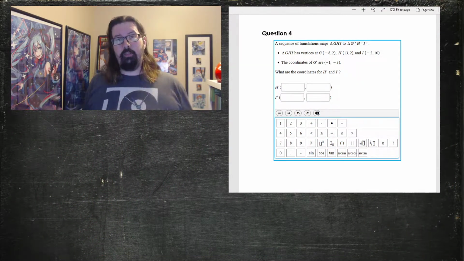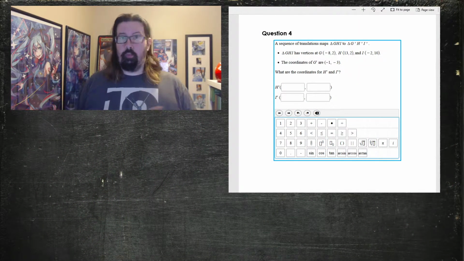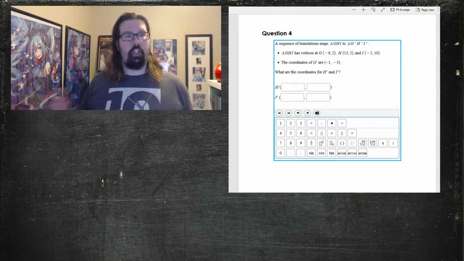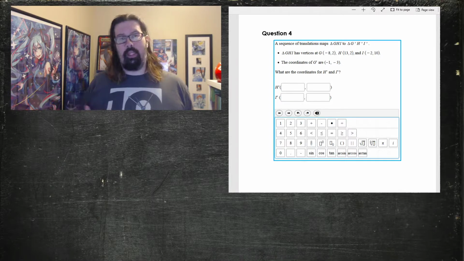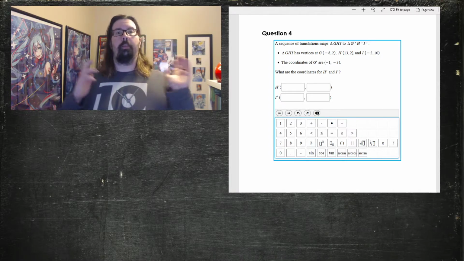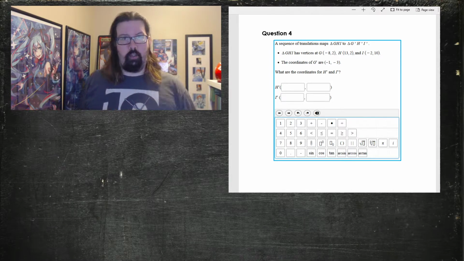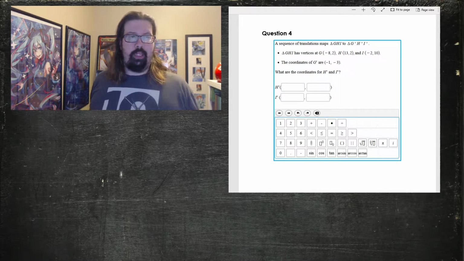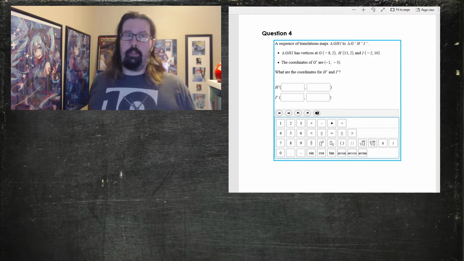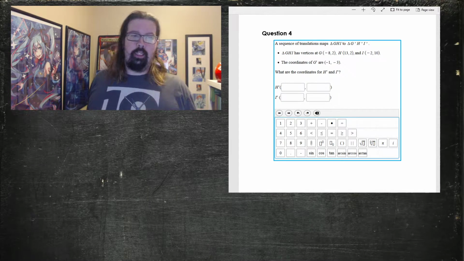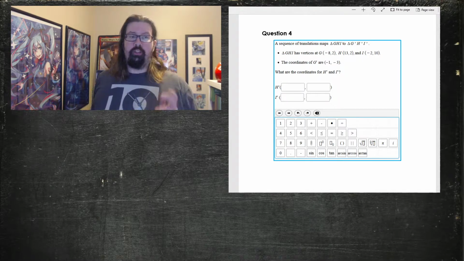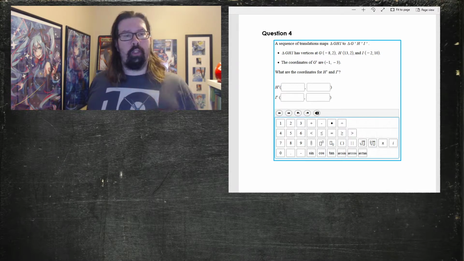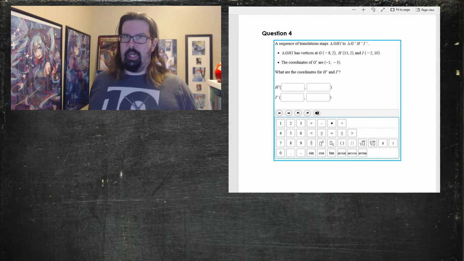So today's problem, let's read it out loud. A sequence of translations maps triangle GHI to triangle G prime H prime I prime. I'm just going to do prime triangle, original triangle. The original triangle has vertices of G (-8, 2), H (13, 2), and I (-2, 10). The coordinates of G prime are (-1, -3). What are the coordinates for H prime and I prime?